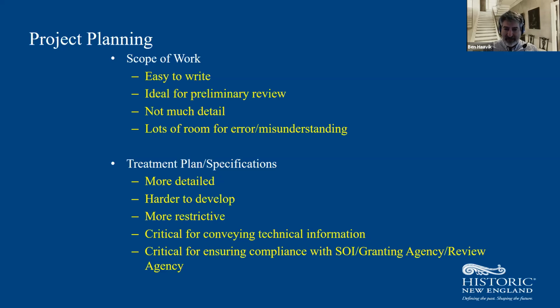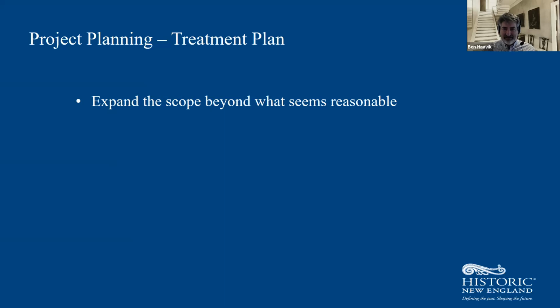It's critical for conveying technical information, and ultimately for ensuring compliance, whether it's the Secretary of the Interior's Standards, the granting agency, or a reviewing agency. You're probably not going to meet compliance if you just say, "I'm going to replace the roof," because they're going to say, with what? How are you going to do it? What kind of materials are you using? How big is the exposure? And you'll be like, huh, that wasn't really in my project plan. So how do you make it? You expand the scope beyond what seems reasonable. You take each of those bullet points and you just go for it, and you say, what are all the possible things I could do under this bullet point?